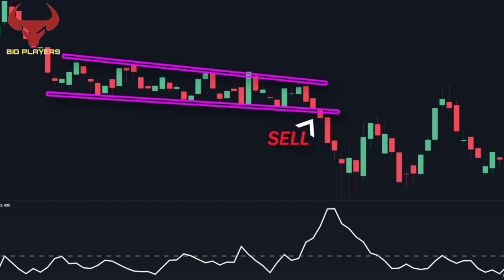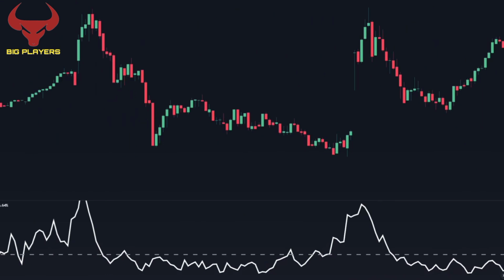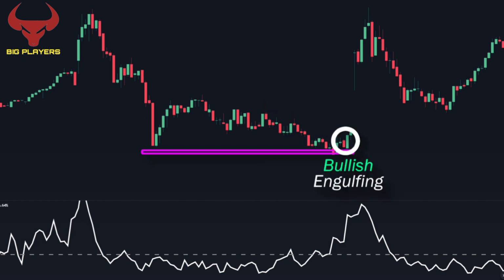So let's move on to another chart. Here we have Bank of America, and as you can see, prices went down to this level and up again, making this a key support line. And as prices went back to this level again, we spotted a bullish engulfing pattern, which is a bullish signal, and the volume oscillator is also increasing.